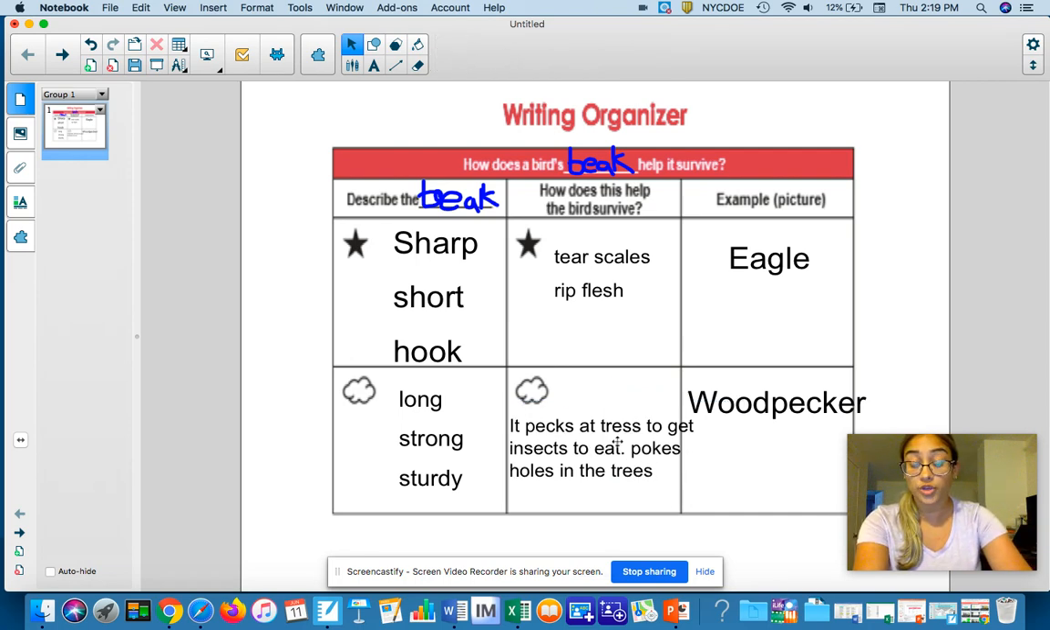So boys and girls, what you're going to do at home is you are going to fill out your writing organizer, and you're going to think, do you want to talk about beaks or feathers? Then you're going to describe either the beak or feather and tell us, how does it help the bird survive?